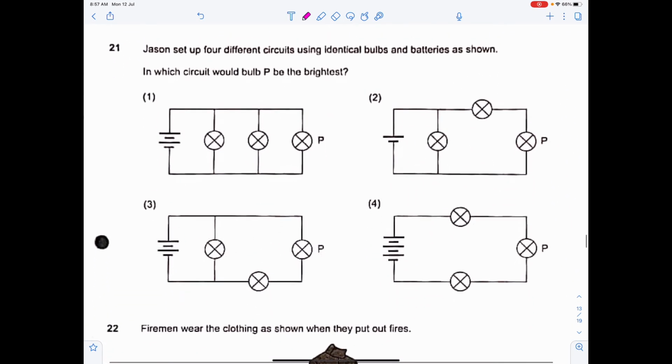Next question. Jason set up 4 different circuits using identical bulbs and batteries as shown. In which circuit would P be the brightest? So this is really a question to check whether or not you understand the implications where the bulbs are arranged in series to each other or in parallel to each other. So looking at such, I would suggest highlighting P so that you know which one they're talking about. So from here, we know that in a series arrangement, the more bulbs you add, the dimmer it gets.